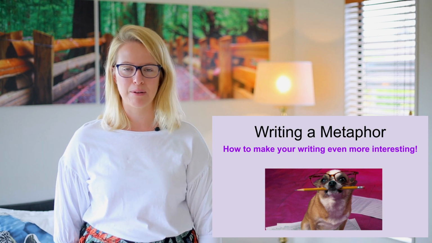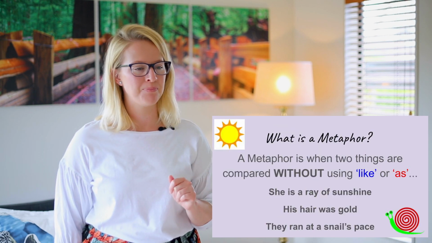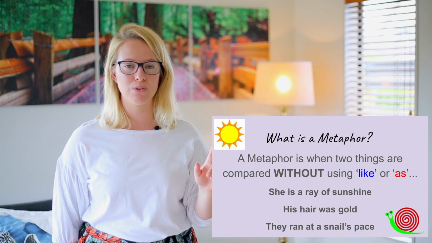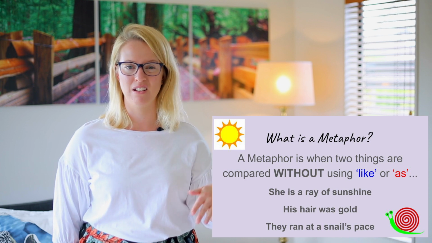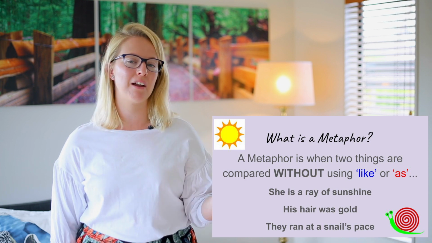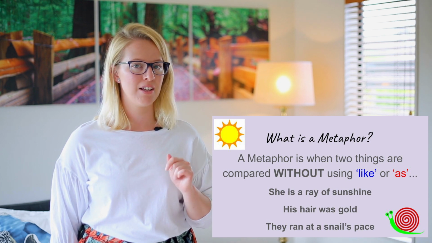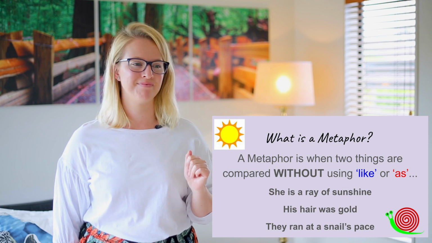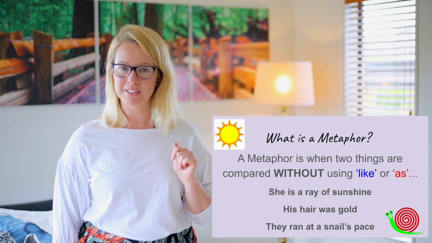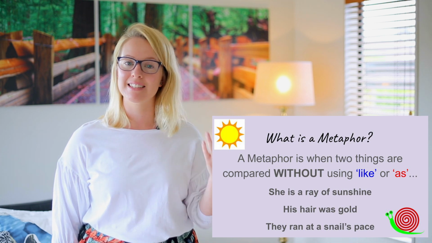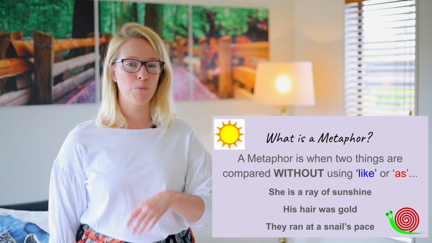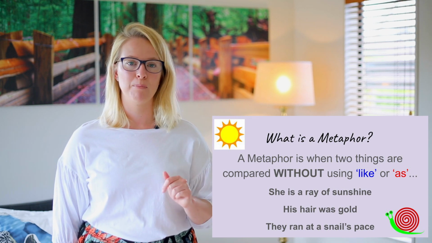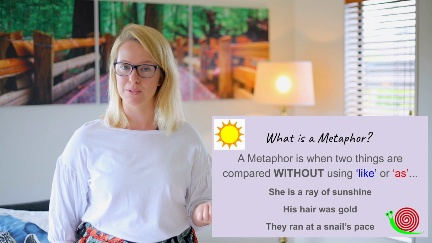So, firstly, what is a metaphor? A metaphor is when you're comparing two things, but you're not using the words like or as, like we would do with a simile. You're comparing two things without those words. Some examples: She is a ray of sunshine. His hair was gold. They ran at a snail's pace. With those examples, you can still imagine what the writer is describing, but we're not using like or as like we do with similes.